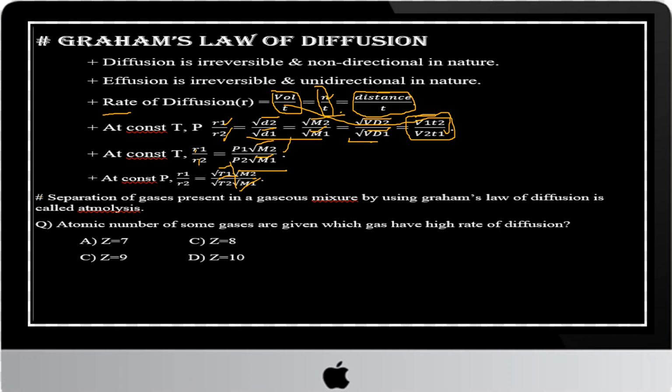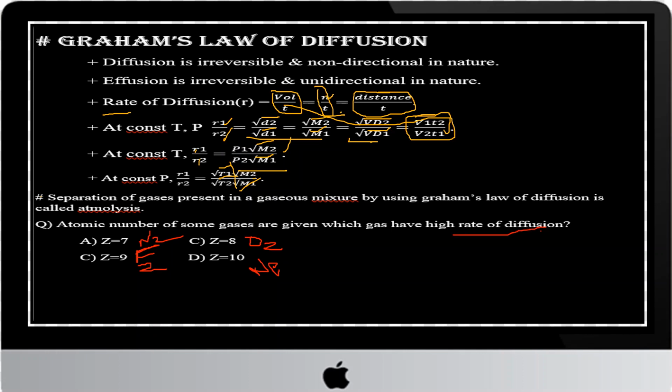Then the numerical: atomic numbers of some gases are given. Which gas has the highest rate of diffusion? Here they have given 7, 9, 8, 10. The atomic number 7 is nitrogen, 9 is fluorine, 8 is oxygen, and 10 is neon. Here we write it as O2, N2, F2 because it's a gas, not an element. So we should write it in the general form N2, F2, O2. They have asked for the highest rate of diffusion.